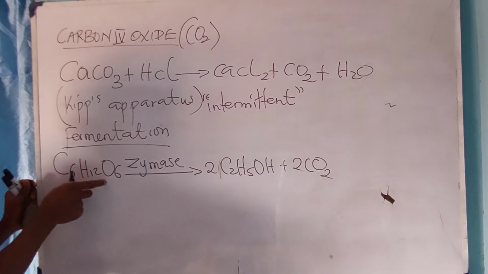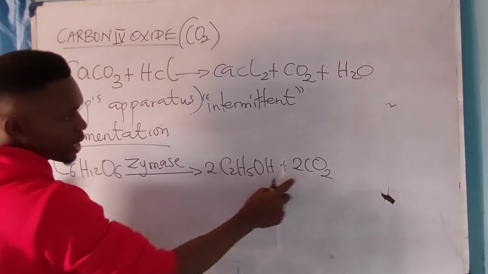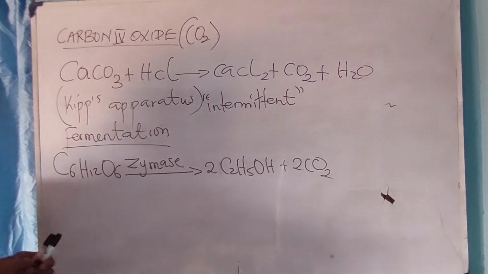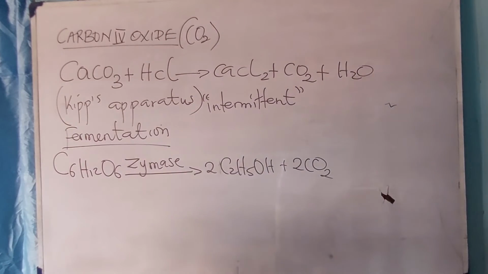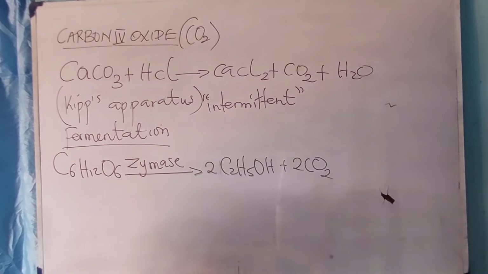But industrially, it is produced by fermentation, a process by which glucose is broken down to produce ethanol and carbon 4 oxide. So please take note of that. What are some uses of carbon 4 oxide?